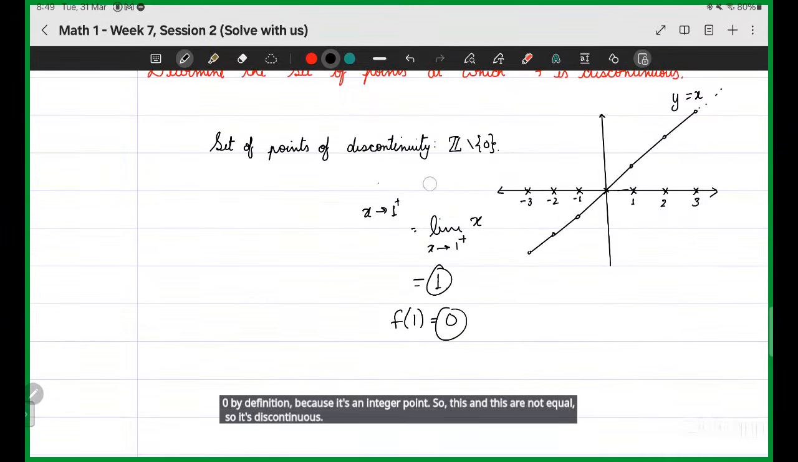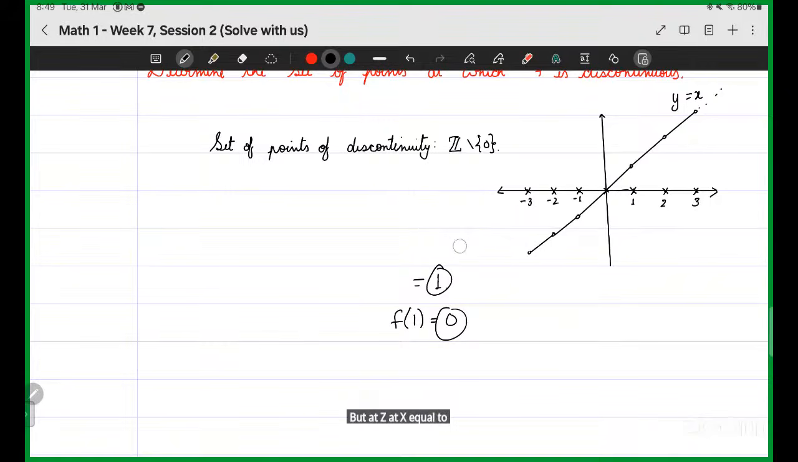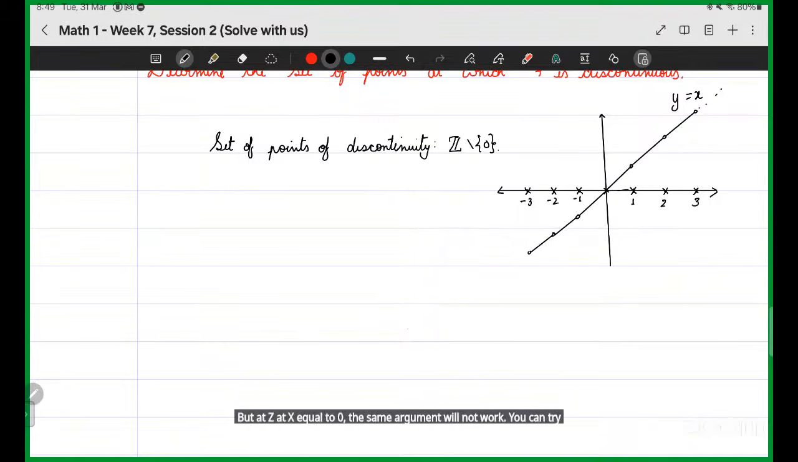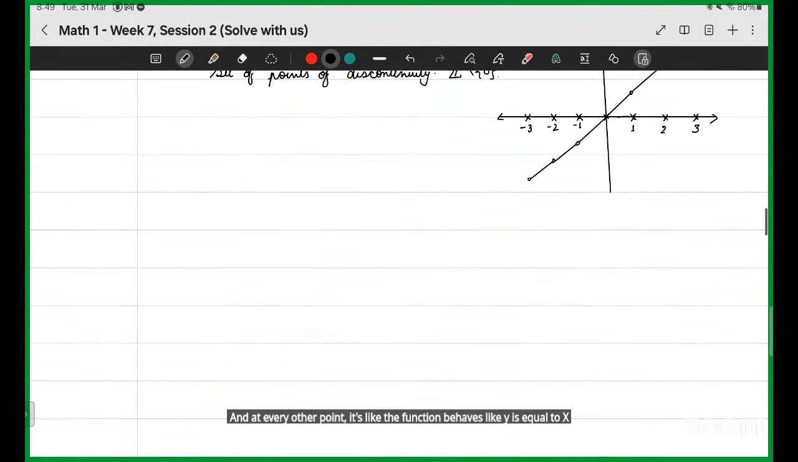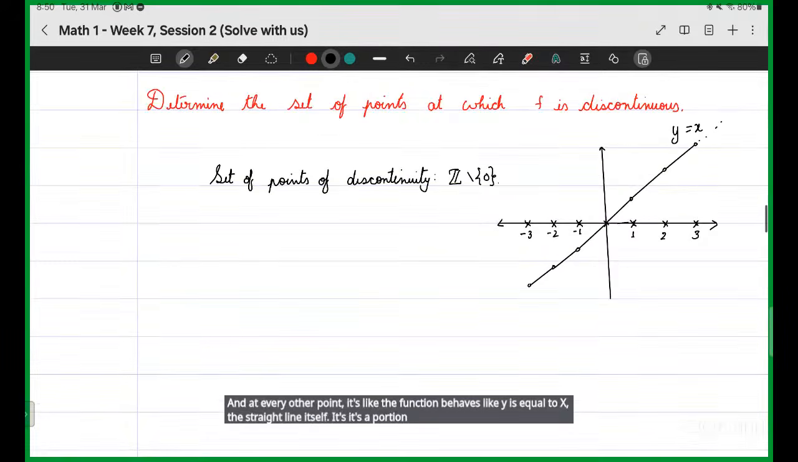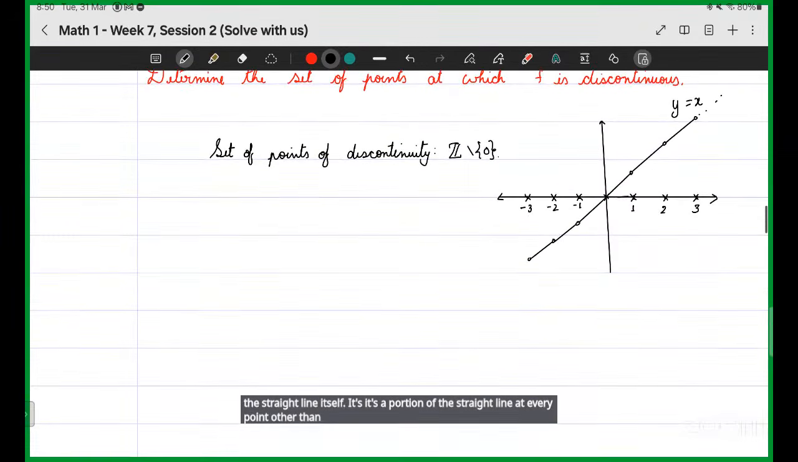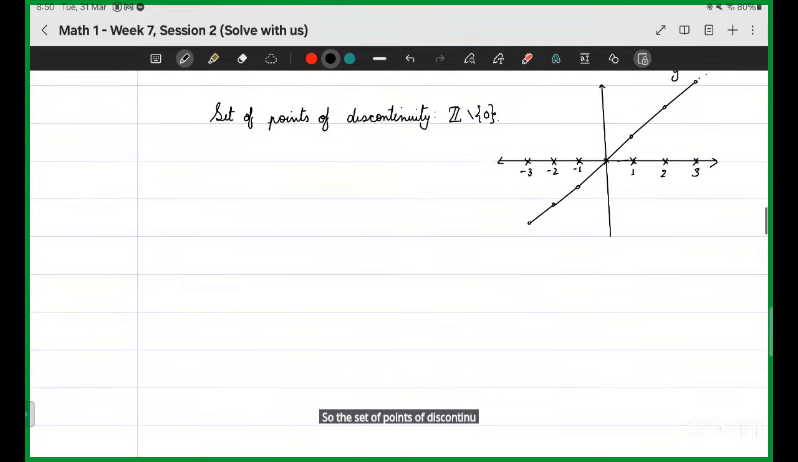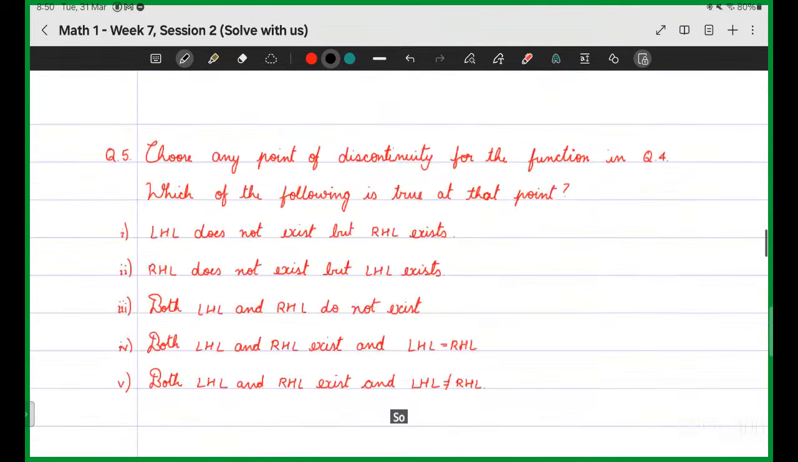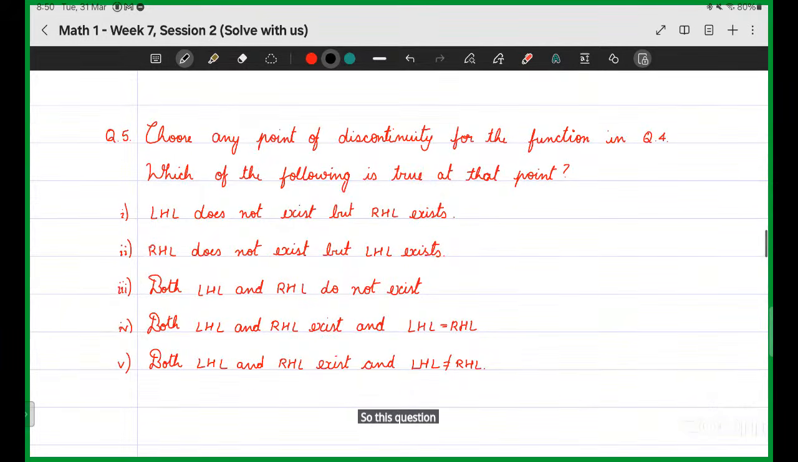But at x equal to 0, this same argument will not work. You can try it. And at every other point, the function behaves like y is equal to x, the straight line itself. It's a portion of the straight line at every point other than integers. So the set of points of discontinuity is this. So this question should be more or less immediate.